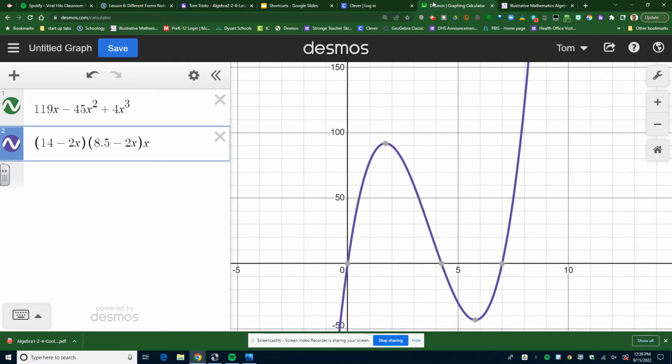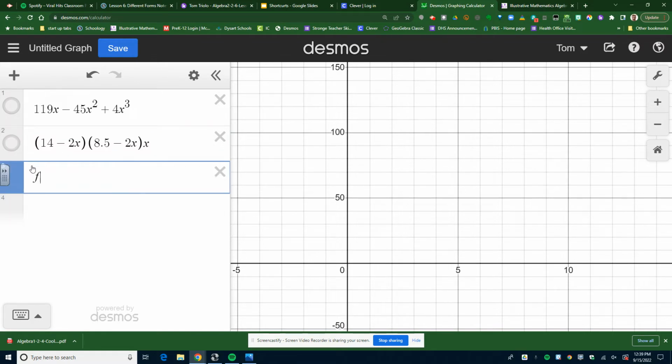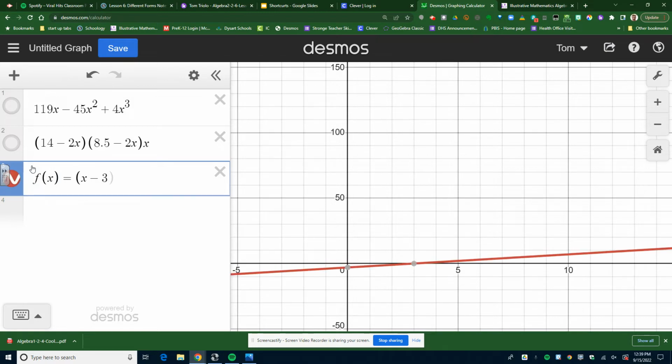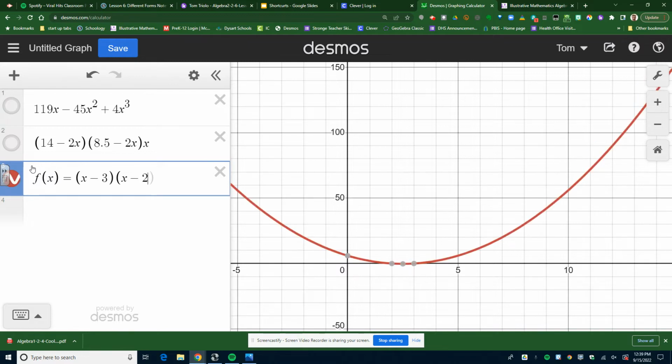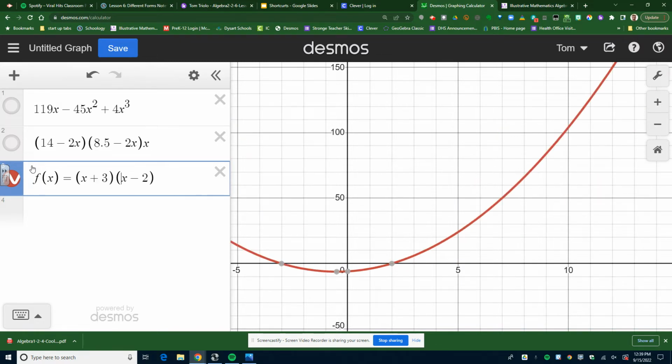So go to Desmos. I'm going to turn off these ones. I'm going to type f of x in here. Equals x minus 3. What's the next one? X plus 7. X minus 2. The other one's x plus 7? Okay. But is x minus 3 in there somewhere? Yeah. Okay. So you know what? Commutative property says I can do these anywhere I want. X plus 3. Thank you. Okay. So x plus 3, x minus 2, x plus 7, minus 7.